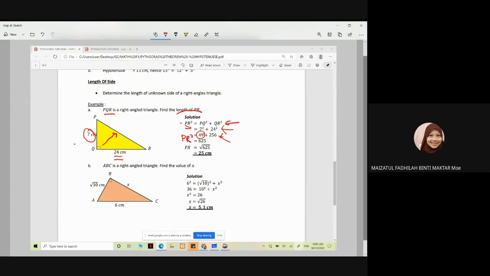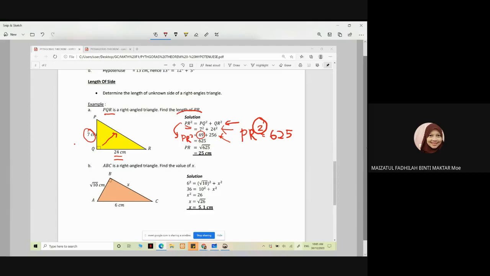You see from above here, you need to find only PR, the length of PR. So how do you want to solve that? PR square equals 625, so you must remove this power of 2. How do you want to remove it? Please remember, maybe you already learned this one.